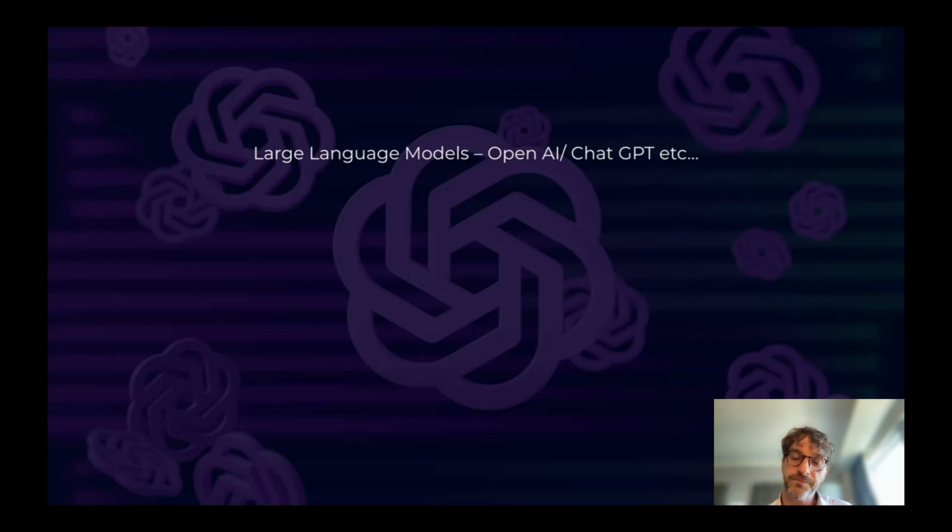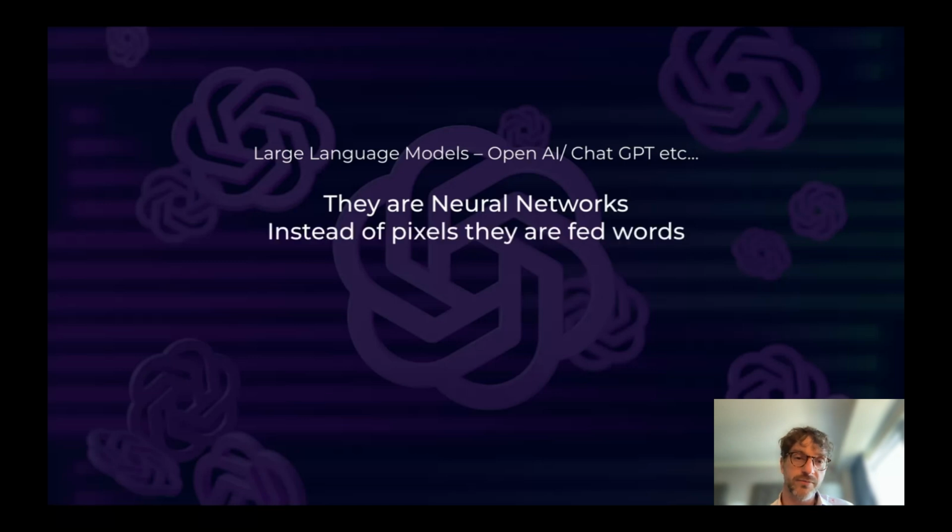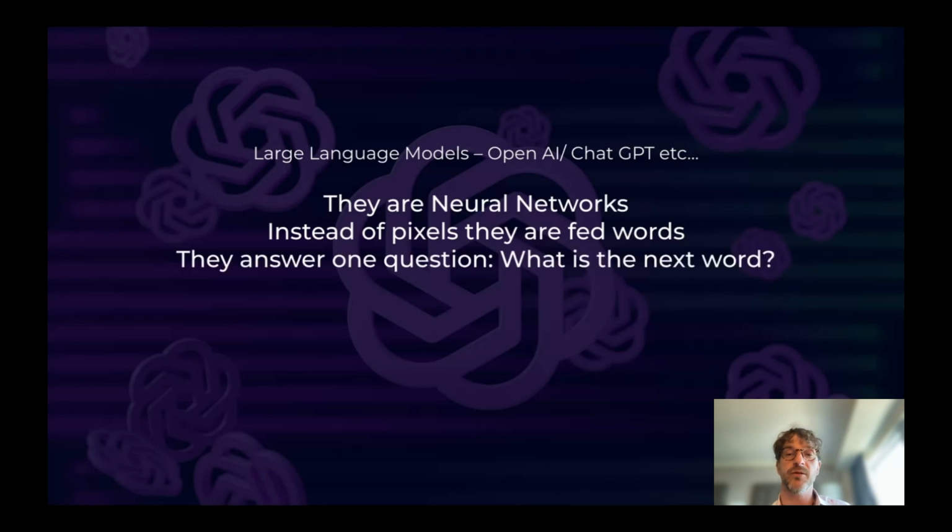But back to my point. They're neural networks. Instead of pixels, they are fed words, and they answer one question: what is the next word? They've fed these neural networks, I think it's 1.7 terabytes of data, roughly everything on the internet. When you type a question in, it predicts the next word, and based on that, it predicts the next word and the next word and the next word. It turns out that it can actually write things that are very understandable.